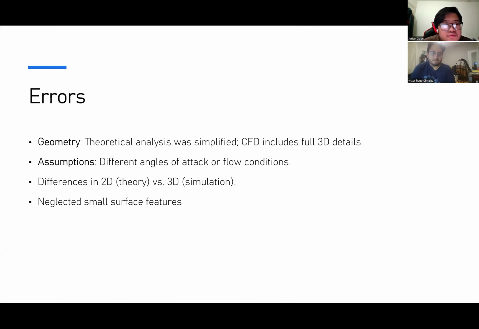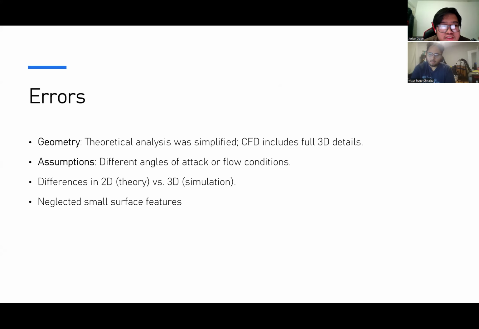When it comes to our errors, we had a couple of them. For geometry, the theoretical analysis was simplified. The shape of our airplane, we assumed, was considered in the drag coefficient that we acquired. And for the computational fluid dynamics simulations that we found, the data included full 3D details.